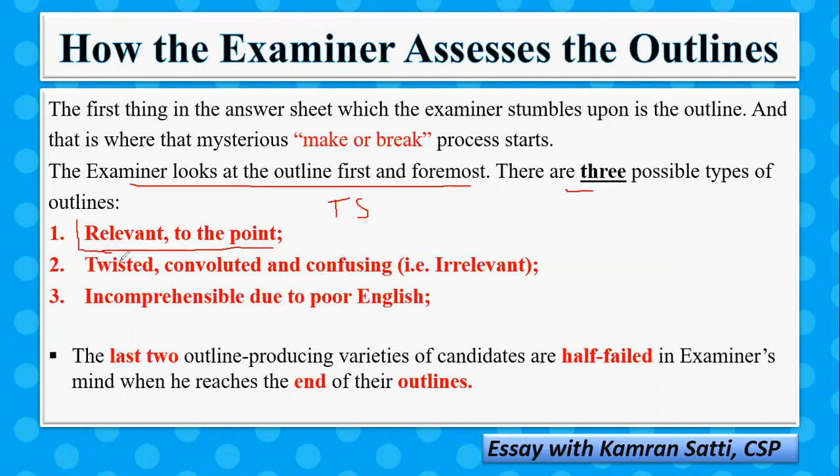Then the second category is twisted, convoluted, and confusing outlines. In simple words, they are irrelevant. So the first category was those who write relevant outlines as per their thesis statement. Second, those who just go off the topic; they don't write what the topic requires. And the third category is those whose outline the examiner just can't understand what they're trying to say because of poor English.